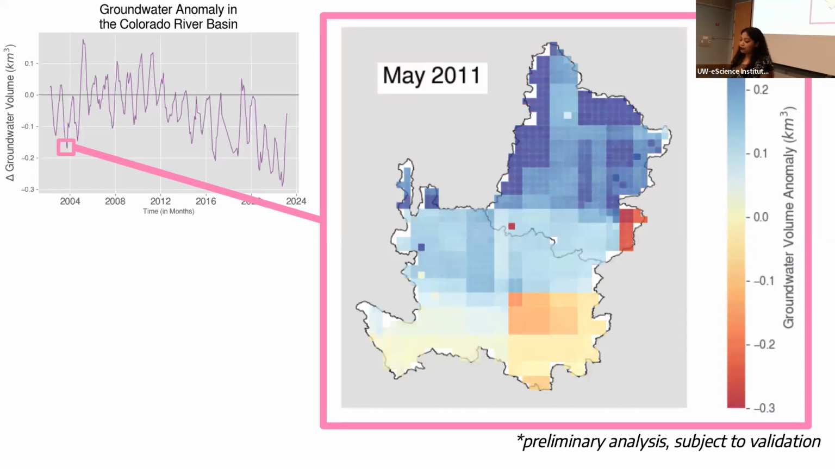Now, conversely, we can take a look at a very wet month, such as May 2011. Now, we observe higher groundwater storage in the upper basin, which makes sense because the area is more mountainous. And then we see that the lower basin does remain drier even during a wet year, which makes sense because the lower basin is more desert-like.